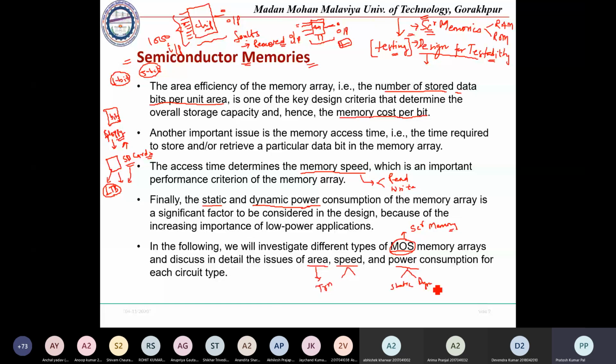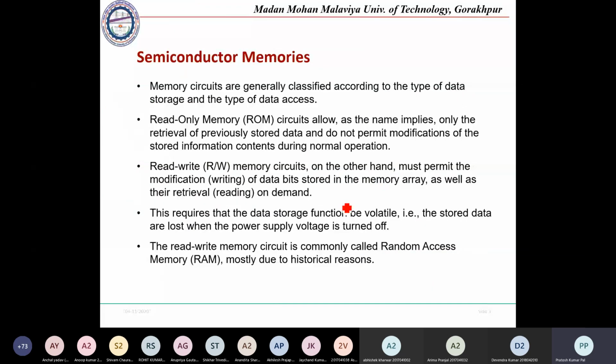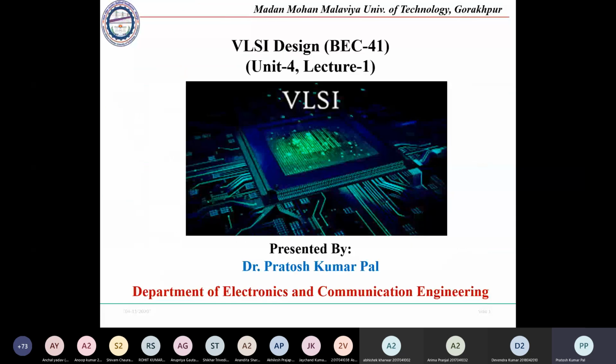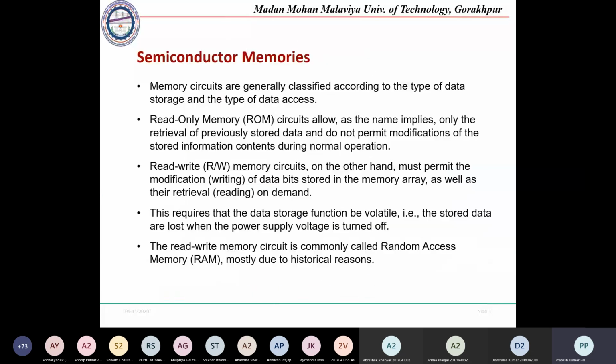So what is the frequency of the device, how the different dynamic modes are being changed. Based on that, the power dissipation will be defined. So we will see all these parameters in the designing of semiconductor memories. Here, basically, the semiconductor memories are divided into two types. One is read only memory, and another one is random access memory, that is ROM and RAM.